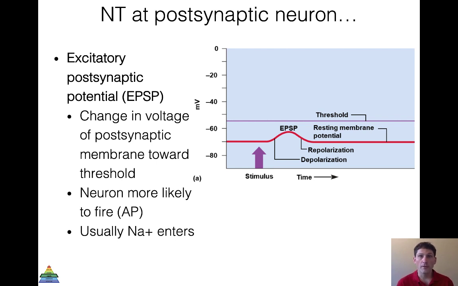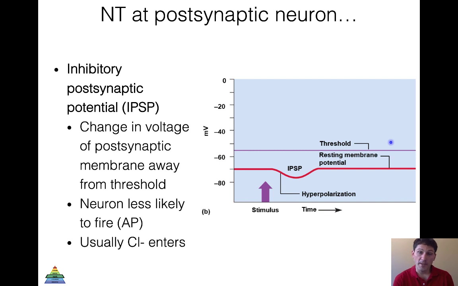So here are those EPSPs. If you remember, they're going to bring us a little bit closer to threshold, and so we're becoming a little less negative or a little more positive, and that makes it more likely for the neuron to fire and have an action potential start at that trigger zone. In order to make that happen, we usually see sodium rushing in and making the cell membrane slightly more positive.